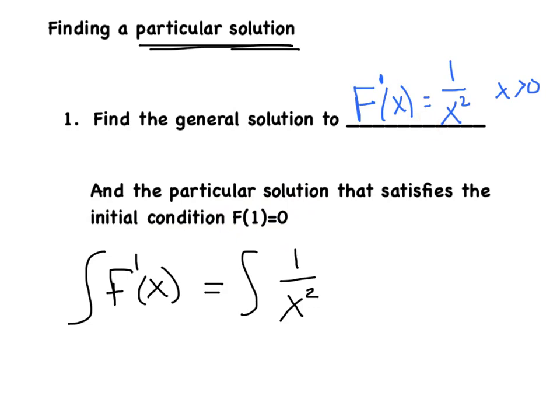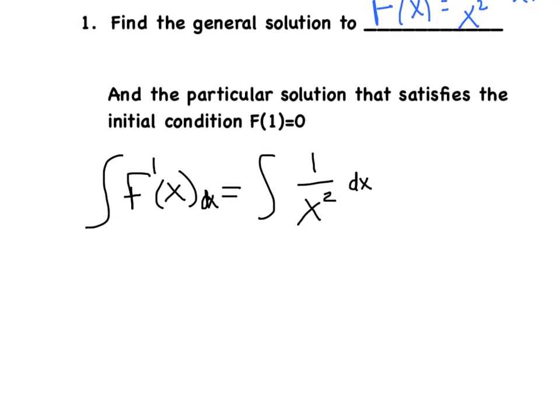Since I have f prime, and the question wants to know about f, I'm going backwards. So I'm going to say the integral of f prime is equal to the integral of 1 over x squared. Now, I'm missing two things here. Each one is missing the dx to denote what variable I'm integrating with respect to. Without that dx, you're not going to get any credit on your exam. Let's make sure we're not sloppy and we put those in there.